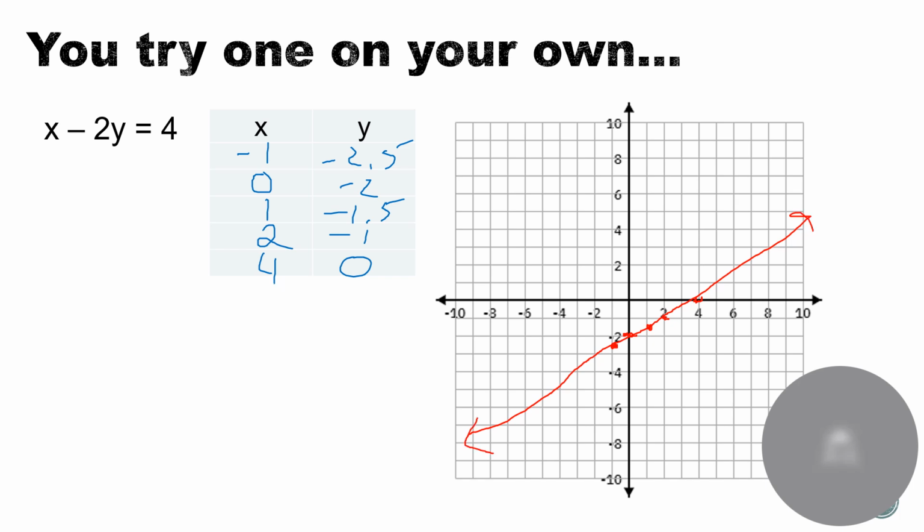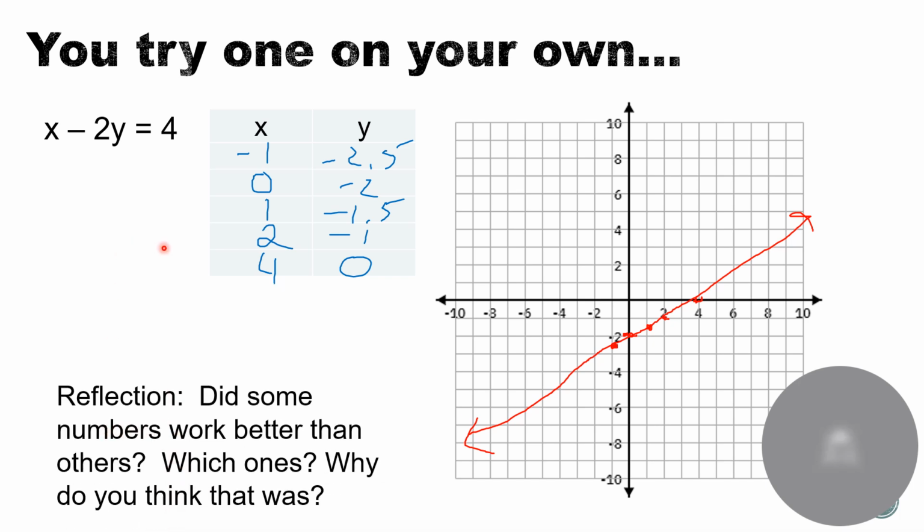So here's how you know how you did. You do not have to have the same table as me. You do not have to have the same dots as me, but you do need to have the same line as me. So I want you to notice that to gauge whether or not you did this correctly. There are an infinite number of different tables that you could have, and there's infinite numbers of points on this line that you could have used, but the line needs to be the same. So as long as your line is in the same spot, you did this just fine.